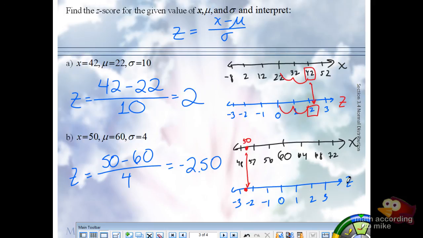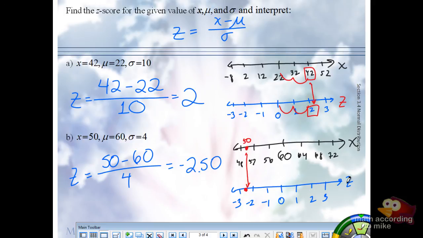You should have an idea of the signs for your z values based on your x's and your mean. If your x is bigger than your mean, then your z value should be what? Positive. If the x is smaller than the mean, your z value should be negative. So we would already know before we did it if it's going to be above or below.